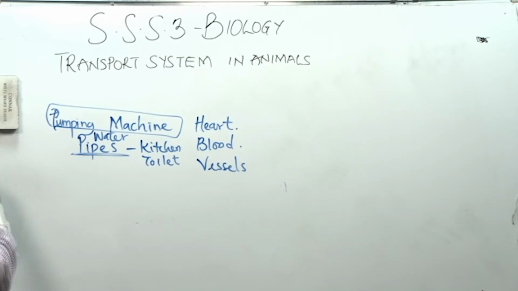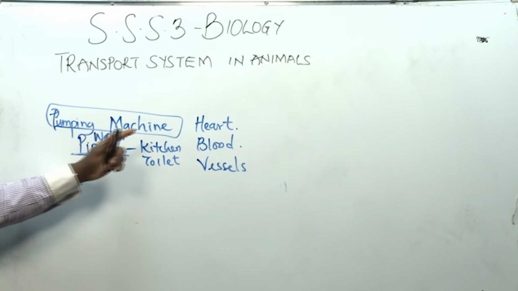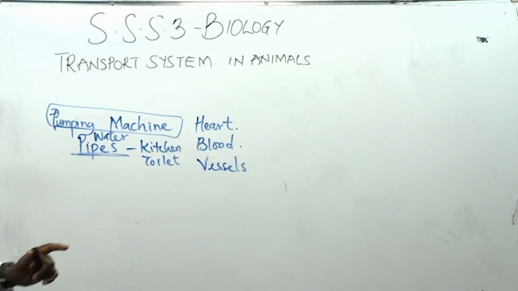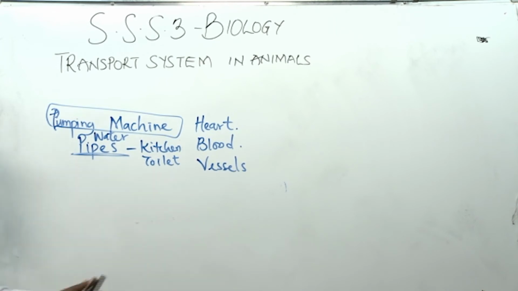So in any efficient transport system, these three features must be in place: a pumping device, a circulating fluid, and also a vessel that will help in carrying. So in our own, that of man, we have the heart as a pumping device, the circulating fluid is the blood, and we have the blood vessels.